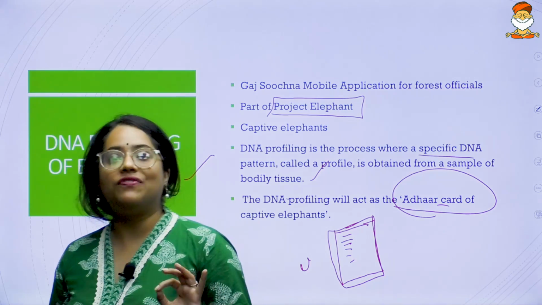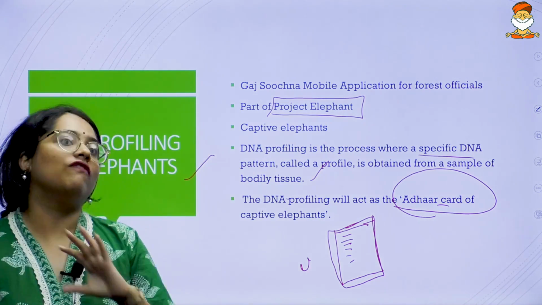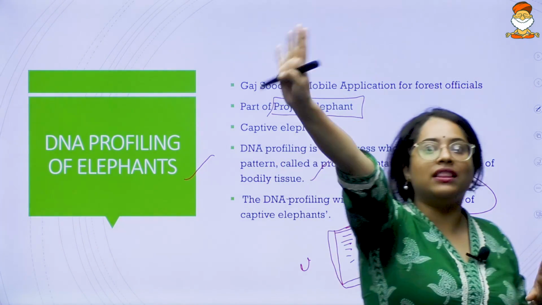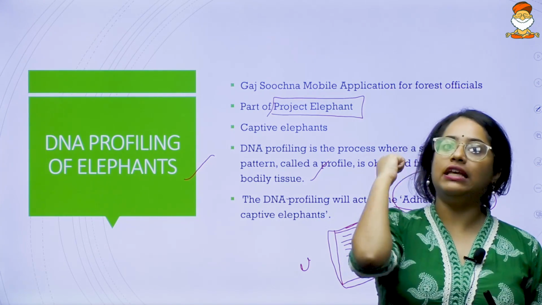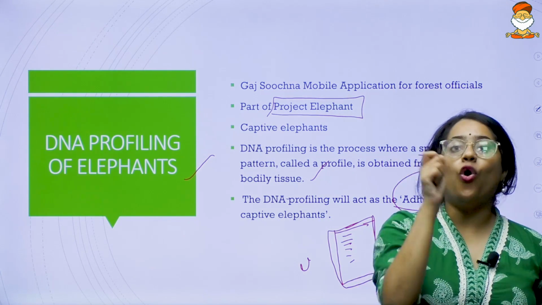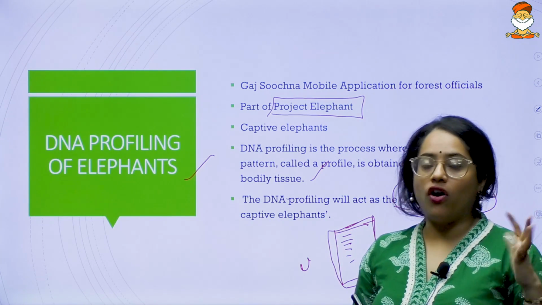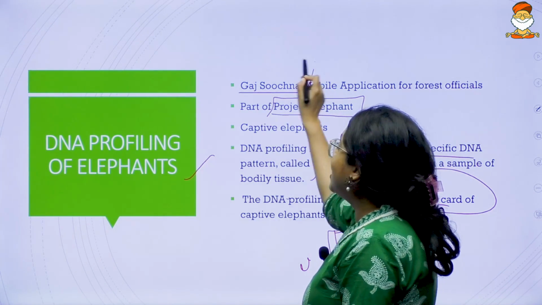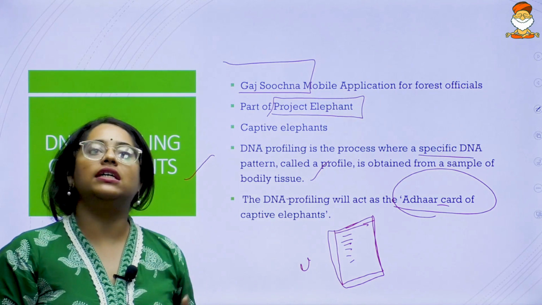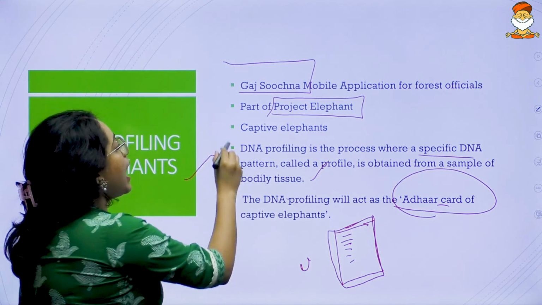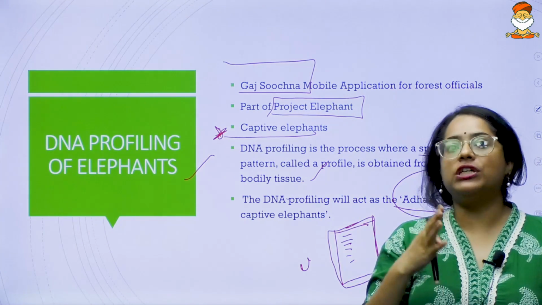This DNA profiling of elephants is happening only for captive elephants, not for wild elephants. So the elephants that are there in the wild do not come under this. It's the ones that are captive, so that any research, any diseases that are affecting them, all of these can be studied in detail. To do this, the forest officials have created something called the Gaj Suchna app. So the Gaj Suchna app does the DNA profiling of your captive elephants, the ones that are there in zoos, the ones that are there in different ownerships, etc.